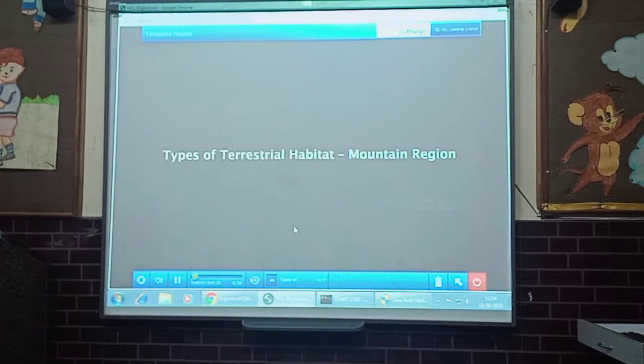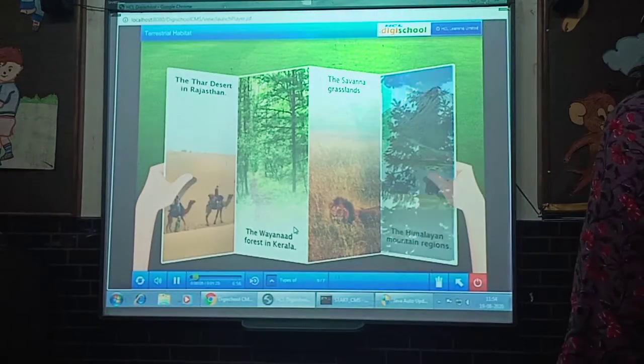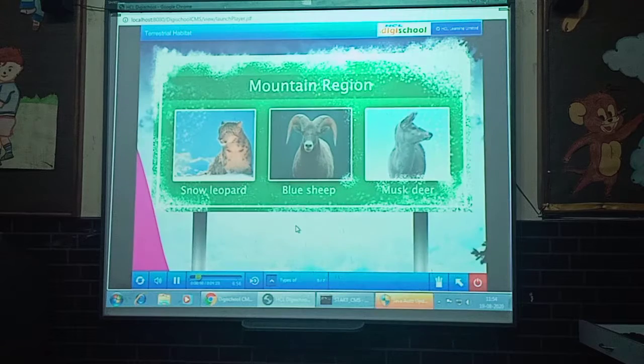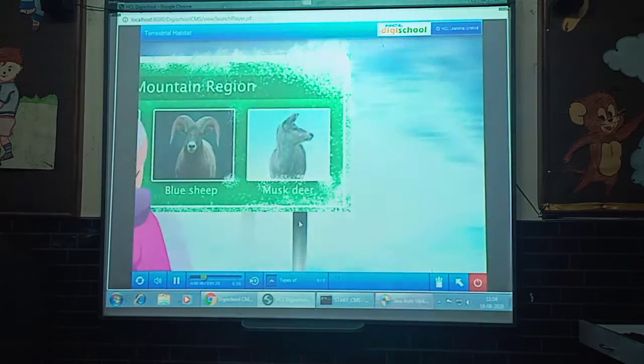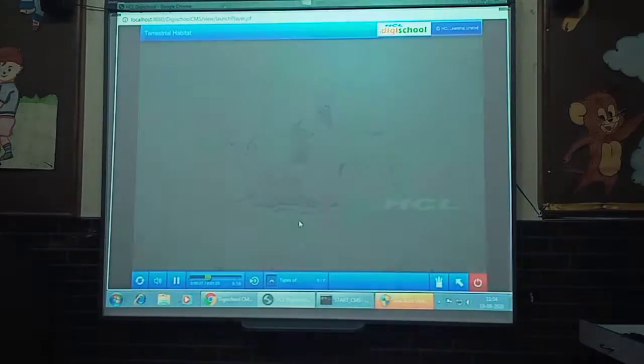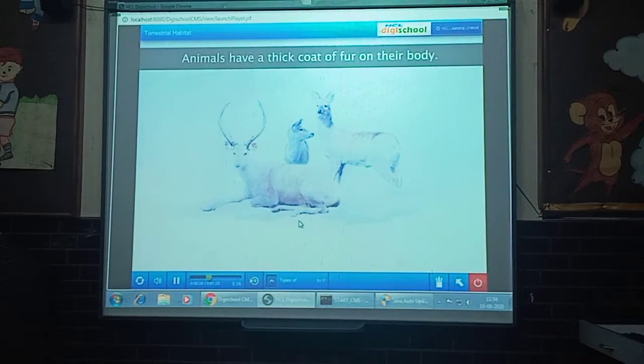Now, the next type of terrestrial region is the mountain region. We are now at the lower hills of the Kanchenjunga Mountains. This region is normally cold and windy, and at times receives snowfall during winters. Bingo! Since the weather is cold and windy, the animals have a thick fur coat to keep them warm.